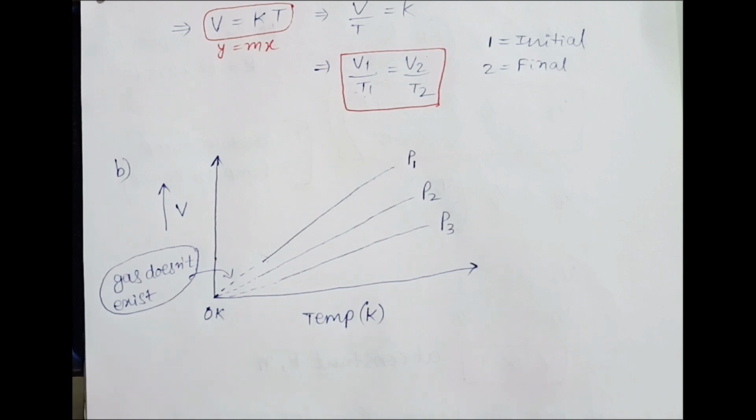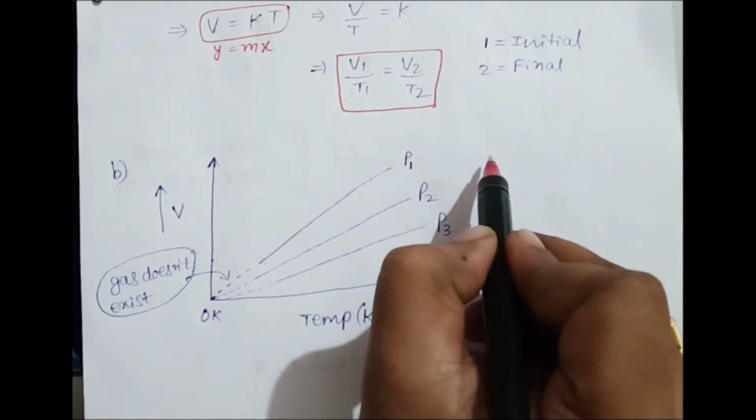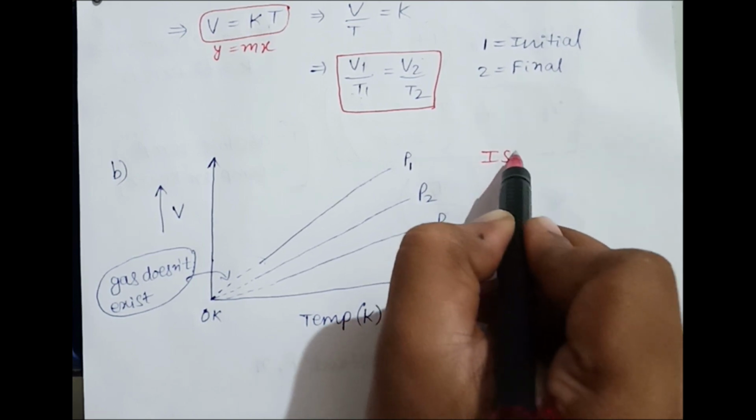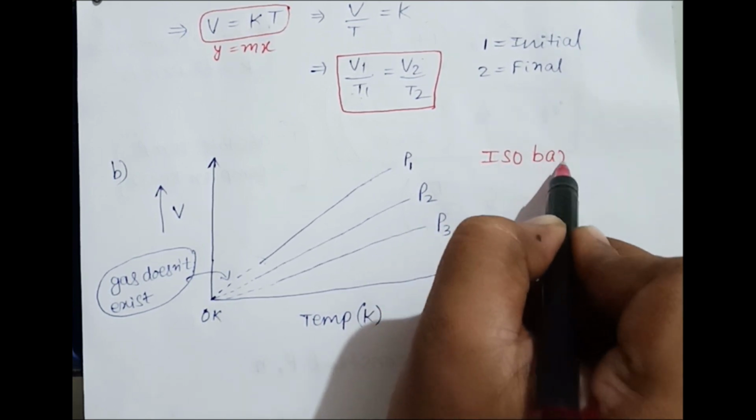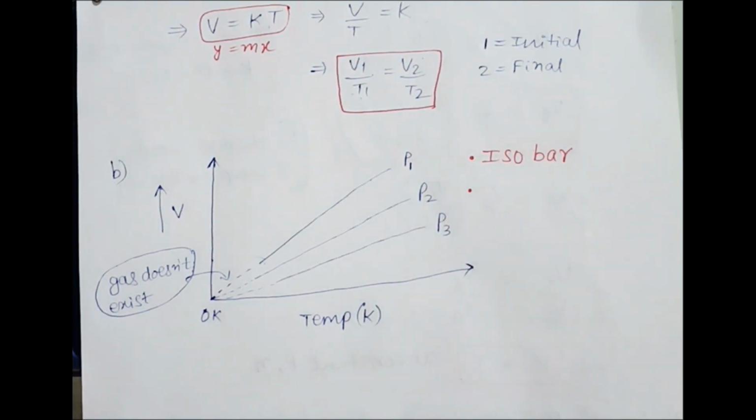That's right. Now you have to think, what is the relation between pressure P1, P2 and P3, point number 1. And here pressure is constant, so these plots are called isobars. Point number 1, these plots are called isobars because pressure is constant. Bar is the unit of pressure. Now which pressure is more, P1, P2, or P3?